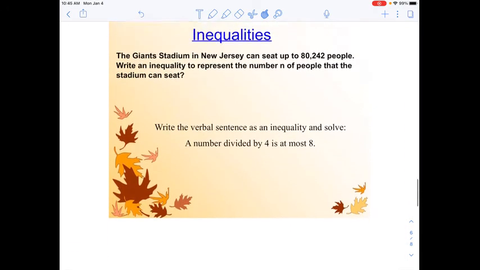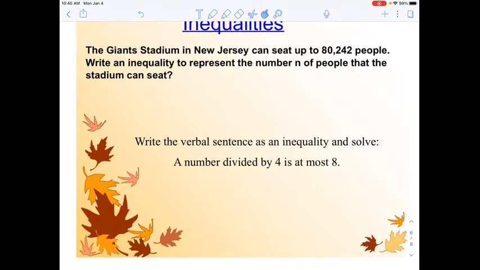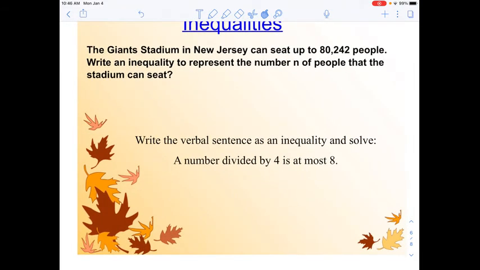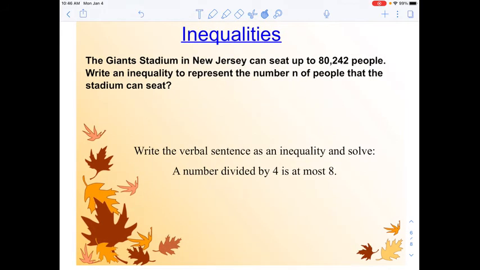We're almost done here, just a few more. We're going to just write inequalities for these situations. So this says the Giant Stadium in New Jersey can seat up to 80,242 people. Write an inequality to represent the number n of people that the stadium can seat. So I know we have the number n and then 80,242. I have to figure out what that inequality would be.